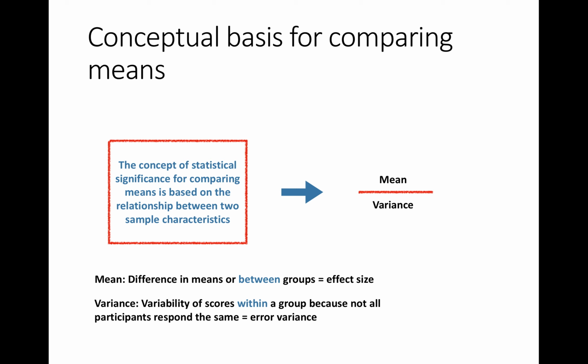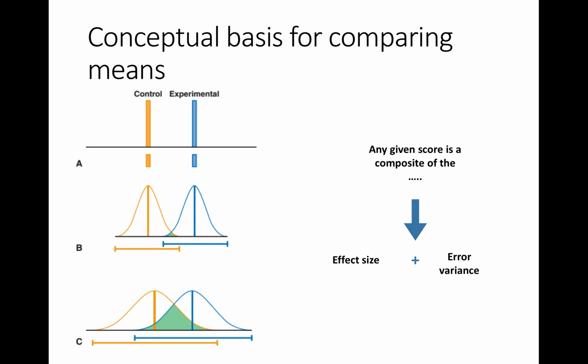And when we talk about variance, we are talking about the variability of scores within a group. This is because not all participants respond the same. This is called the error variance. So we see here in graph B, for example, two groups, one control group and one experimental group, and for each group a distribution of scores. We see a distribution of scores because, as I said before, not all participants respond the same in each group. Some will respond a little bit better than the mean, some a little bit less than the mean, and that's why you get a distribution.